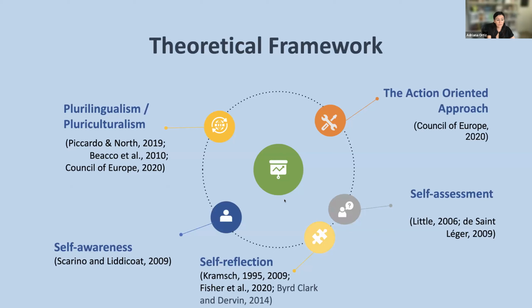So the theoretical framework of this study draws upon plurilingual pedagogies that recognize the complex phenomenon of our linguistic plurality within individuals, the action-oriented approach that we have discussed, and how to integrate it in our classrooms. The focus on self-awareness and self-reflection leads to a more profound understanding of the self. It goes beyond our cultural knowledge and encourages exploring our own beliefs, our values, our biases. And then we have self-assessment as a tool for empowerment for learner autonomy.